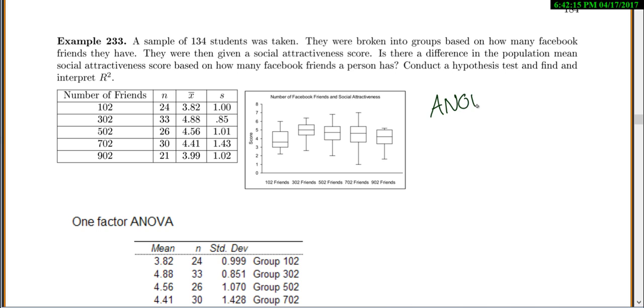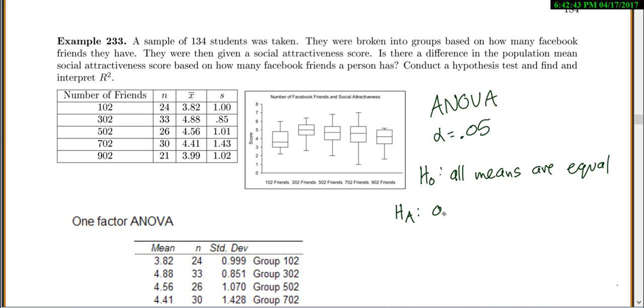First of all, we know this is going to be an ANOVA test because we have more than 2 samples. And I'd probably go ahead and just choose alpha equals 0.05. I told you, you don't have to check the assumptions on these because I usually don't tell you enough to know. So we'll just skip to our hypotheses. The null will be that all the means are equal. And the alternative then is that at least one mean is different from the others.